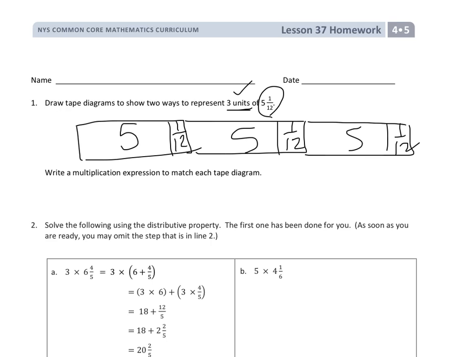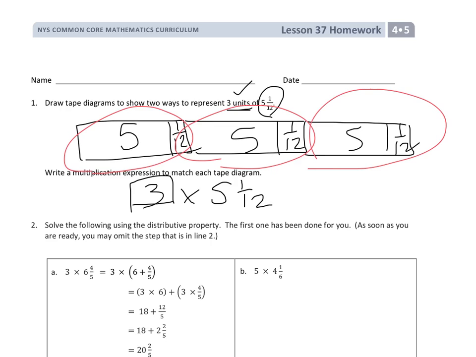So the multiplication expression to match the tape diagram would be the number of times that the student sees the pieces of tape, and then what mixed number they see repeated. In this case, the mixed number that they see repeated is 5 and 1/12, and the number of copies they see would be 3. Once students have figured out that there are 3 copies, they're going to write the number of times they see it. So this 3 represents that we see it 1, 2, 3 times, that's here, and then the fraction is the length of each tape diagram.